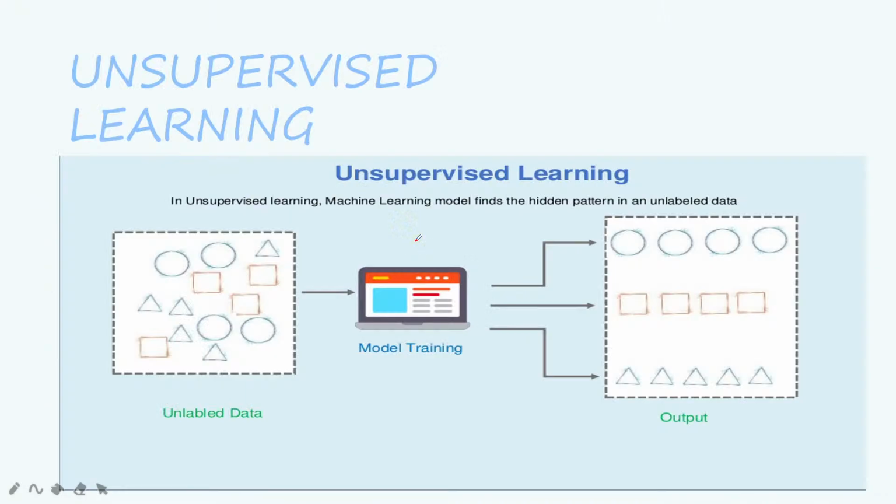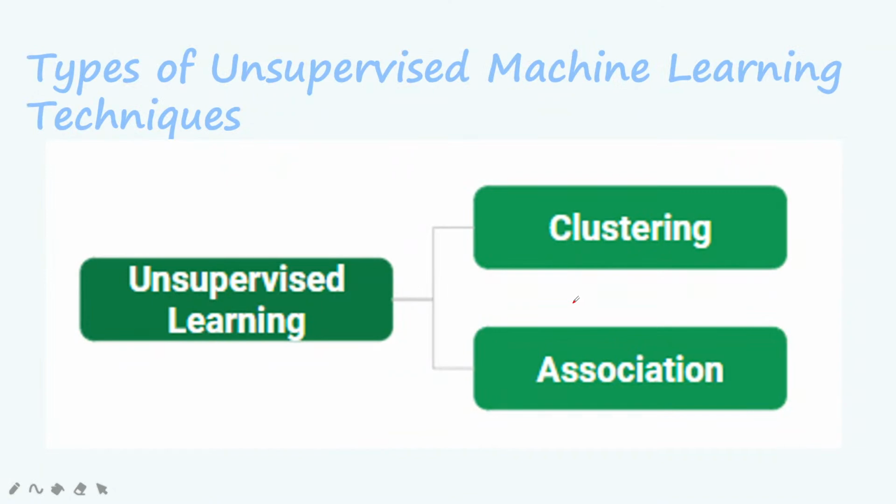Here you can see I have data like circle, square and triangle. I'm not telling the model it's a circle, a triangle or a square. Based on the attributes and features of the data, it automatically predicts, that is, clusters the output result. This is unsupervised learning. In unsupervised learning we have two types: one is clustering and another one is association.